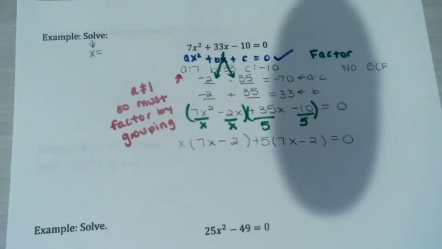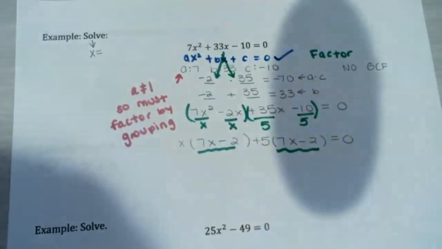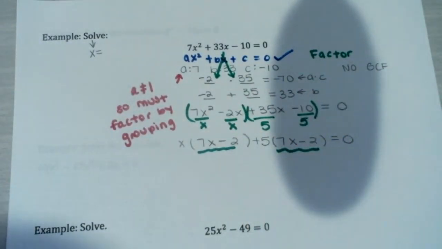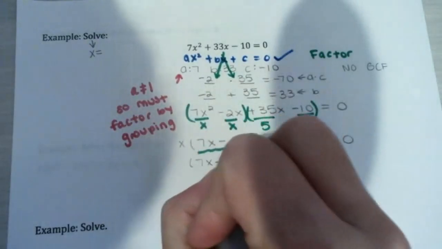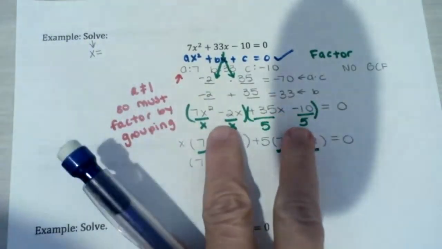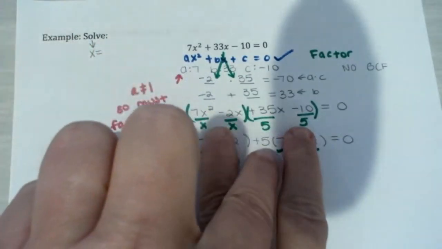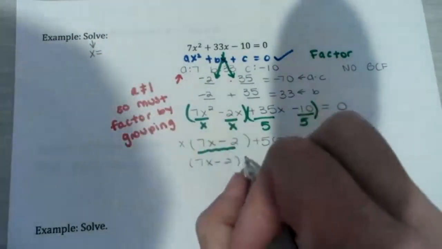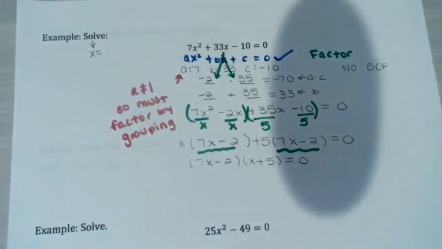So x times 7x minus 2 plus 5 times 7x minus 2. We know we did it right because they both have 7x minus 2 in common. So that will be one factor. Taking out our 7x minus 2, we're left over with x plus 5 as our other factor. So we factored it: 7x minus 2 times x plus 5 equals 0.